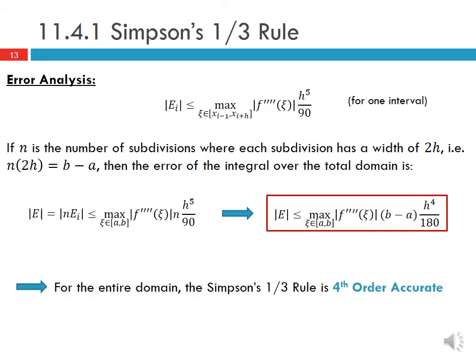So for the entire domain, the Simpson's 1/3 rule is fourth order accurate, and the magnitude of the coefficient here is 1 over 180.